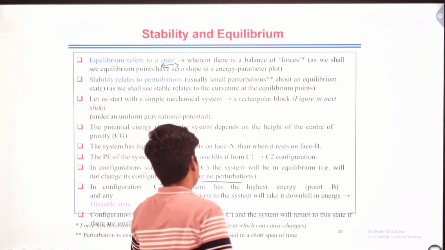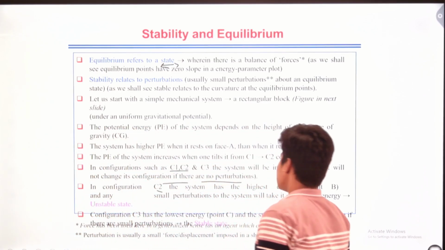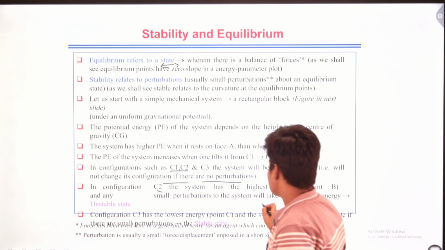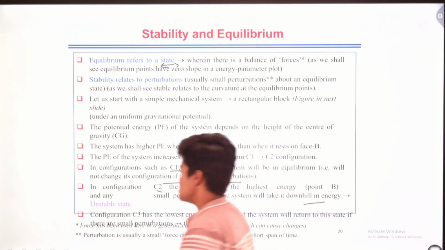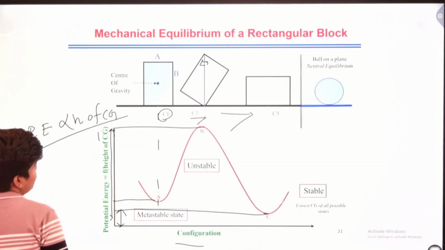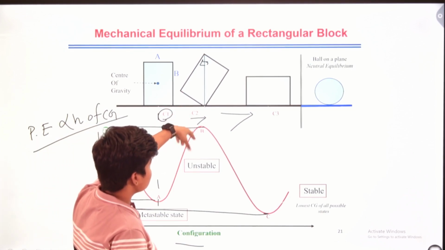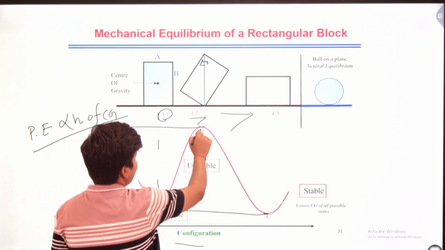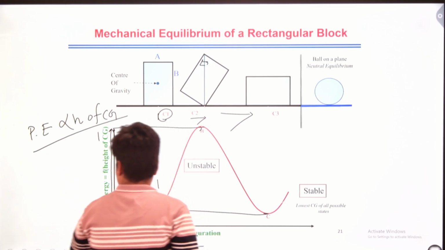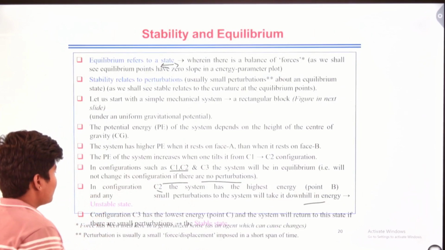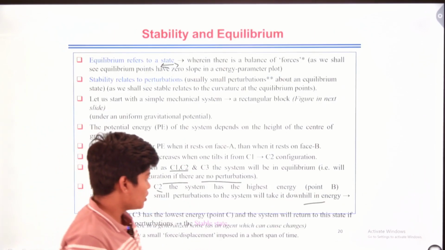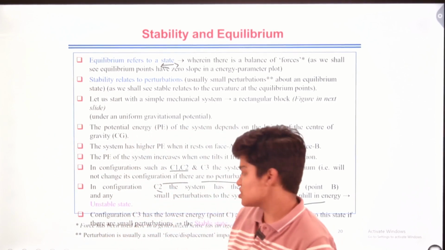Here the configuration C2 has the highest energy. A small perturbation of the system will take it downhill in energy, so the C2 position is the highest unstable state. Why? Because the height of the center of gravity is more. Now the configuration C3 has the lowest center of gravity, so it is the most stable state.